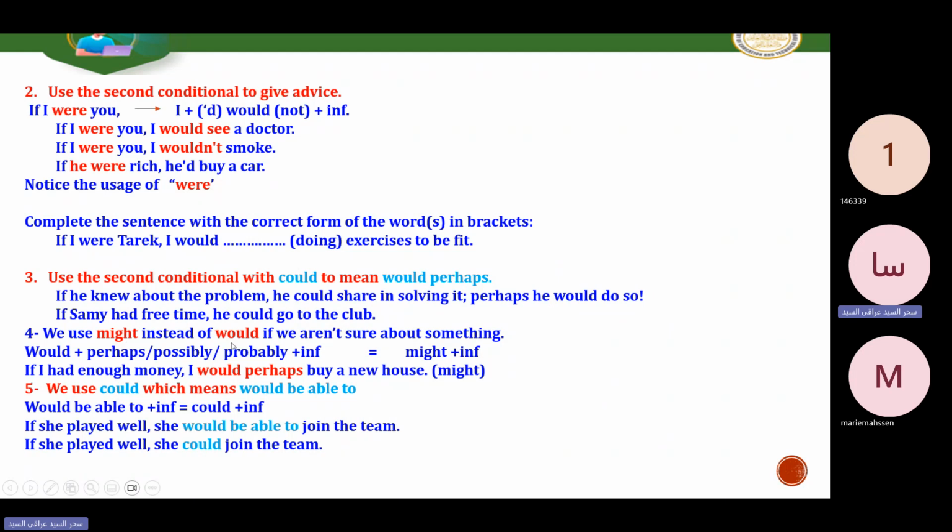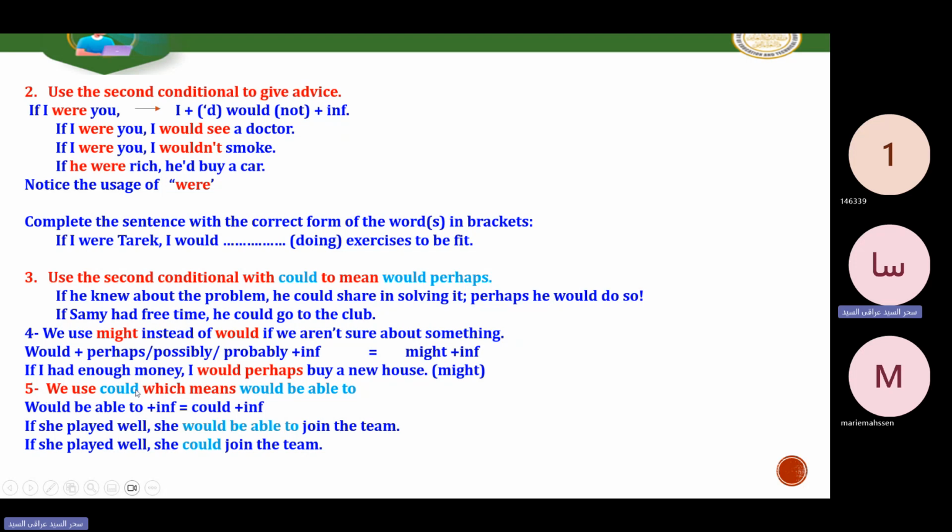We can use might instead of would. If we aren't sure about something, we can use might in the second conditional instead of would. If would is followed by perhaps, possibly, probably, we can use might instead of it. Look at this example. If I had enough money, I would perhaps buy a new house. Instead of would perhaps, you can use might. If I had enough money, I might buy a new house. So it's clear here.